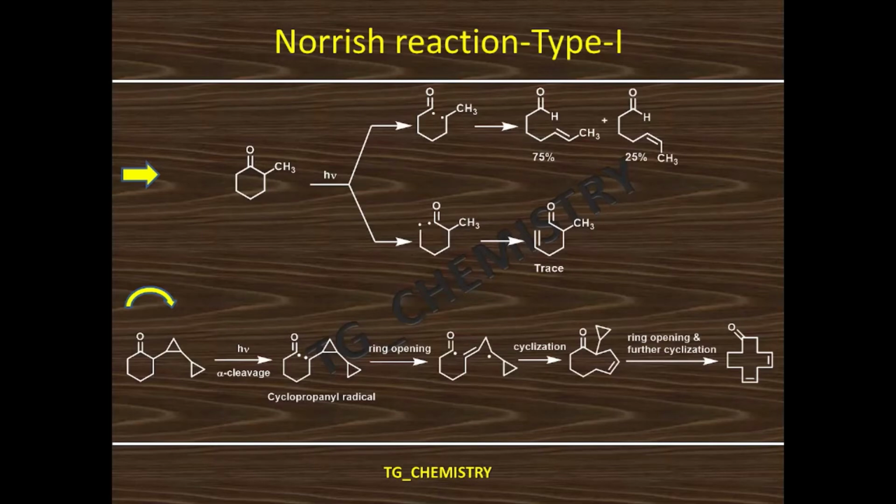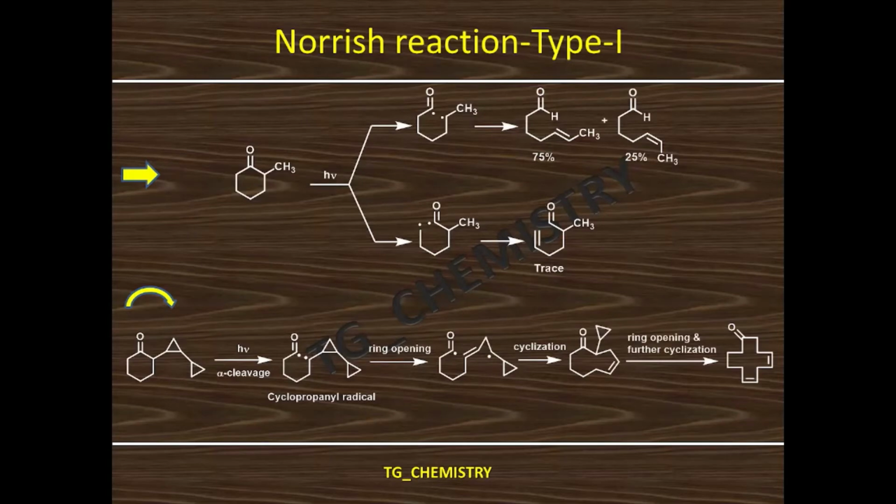So these are reactions which are very important examples of Norrish type 1, and these are very important for the exams if you appear, for example, IIT JAM or CSIR NET. So those examples are very, very important.